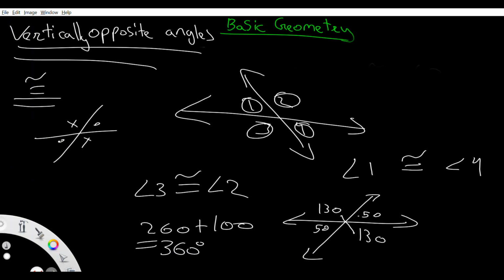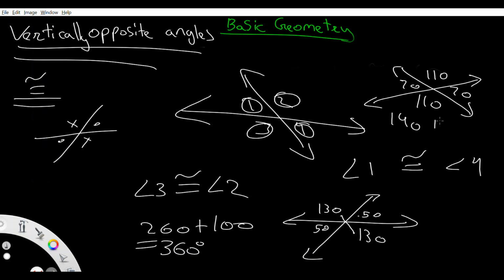Let me give you another problem. So if you have something like that, and this was 110, so this is also 110, and this makes 180. So 180 minus 110 is 70. So this is 70, and since these are vertically opposite, this is also 70. You can confirm them: 70 plus 70 is 140. 140 plus 220 is 360. So that's vertically opposite angles.